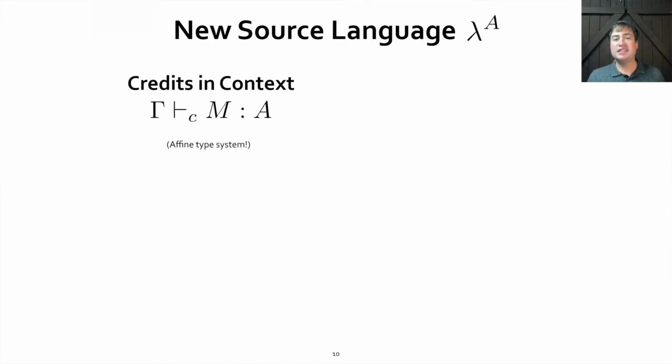So first, we need to be able to track the credits using the type system. So this new typing judgment says that M is a term of type A in context gamma, which can use up to C credits. Now, since we don't want credits to be duplicated and then the same credit spent twice, the type system is affine, which means that variables can be used at most once.